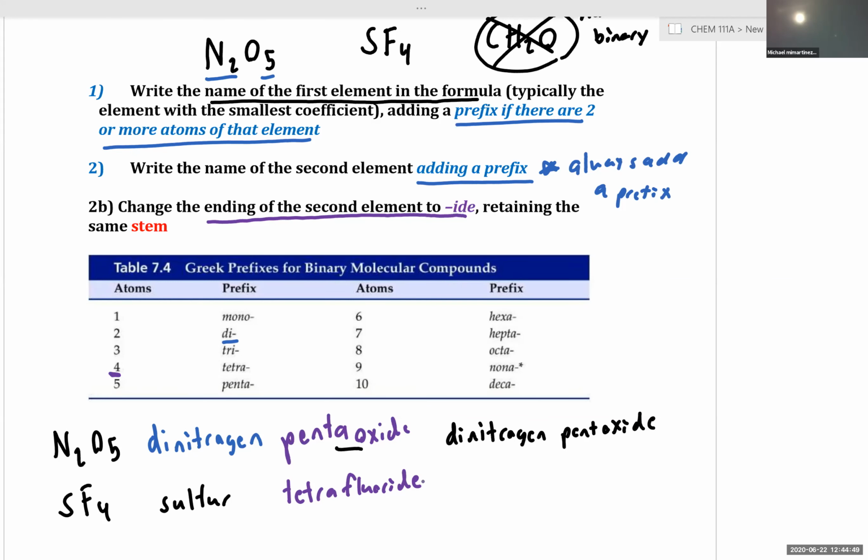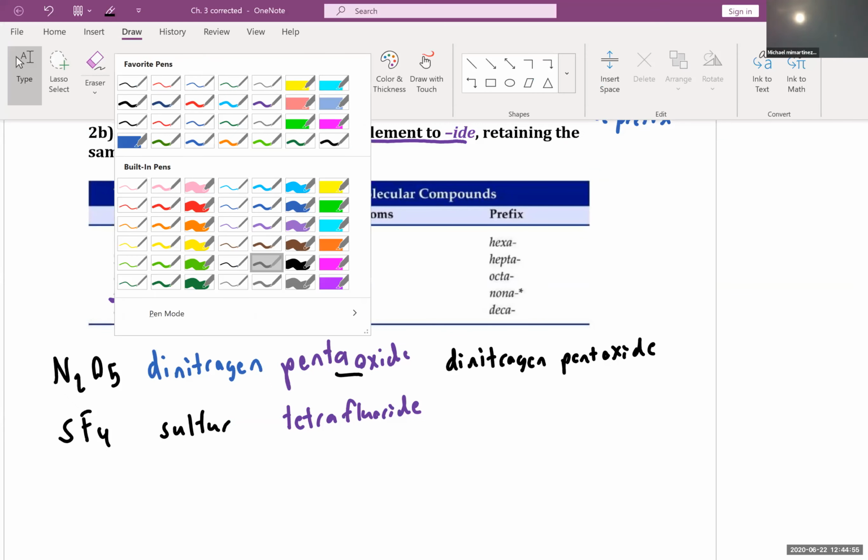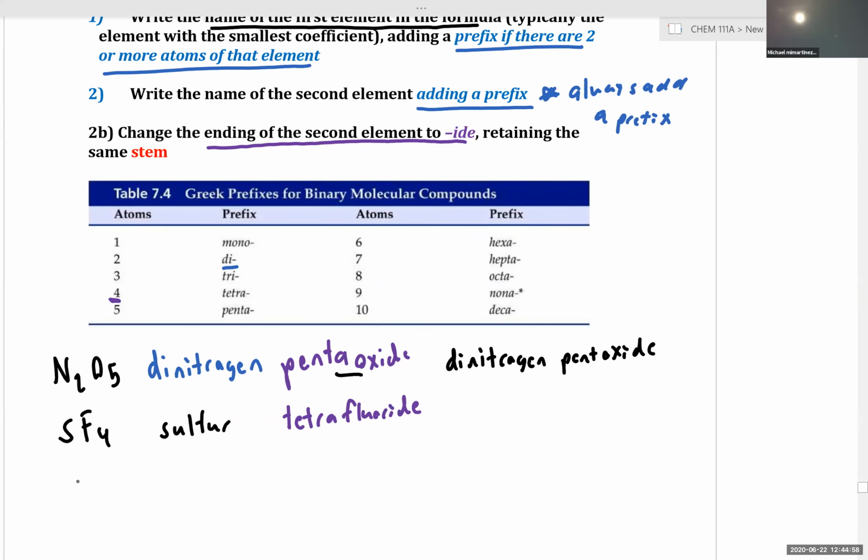Now, for your second element, you always add a prefix. So for example, CO, for our first element, since we just have one, we don't have to worry about the prefix, so it would just be carbon. But for our second element, since we have one atom of oxygen, what prefix would we use? Don't be shy to type it in the chat. Yep, mono. So this would be carbon monoxide. Yep, exactly right.